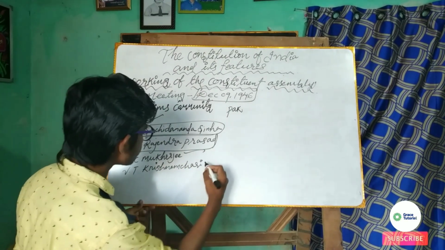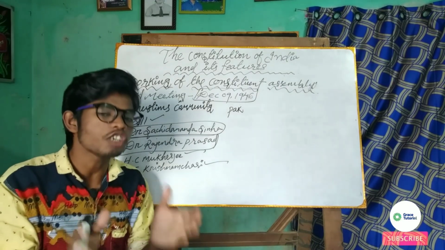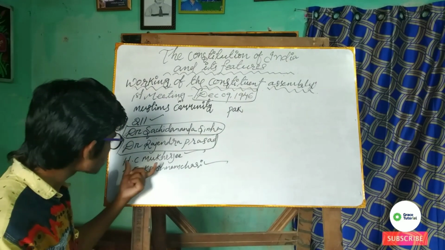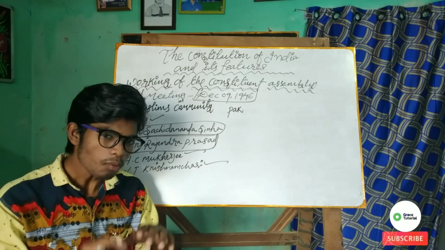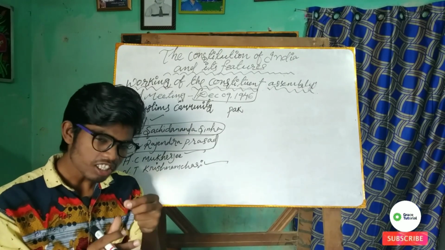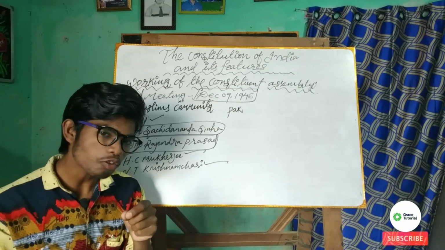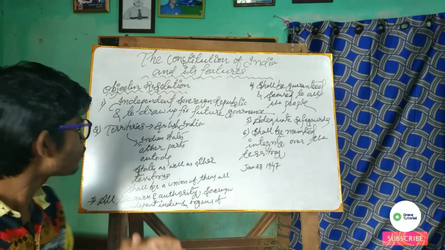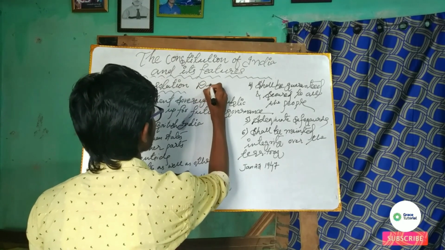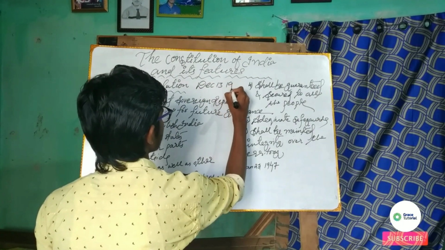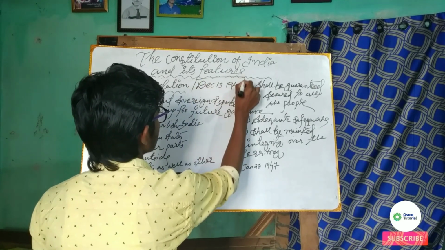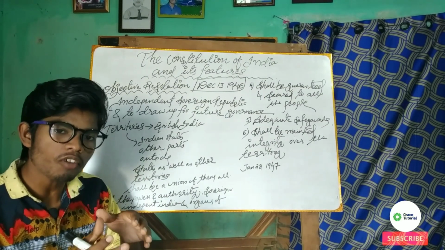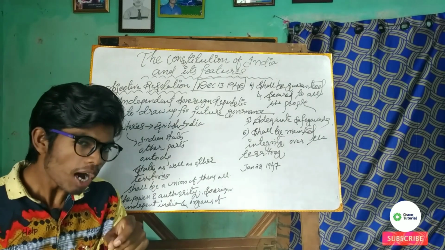Both H.C. Mukherjee and V.T. Krishnamachari were elected as the vice presidents of the Assembly. That means the Assembly comprised two vice presidents, that is H.C. Mukherjee and V.T. Krishnamachari. Now we will discuss the Objective Resolution, which was moved by Pandit Jawaharlal Nehru on December 13, 1946.